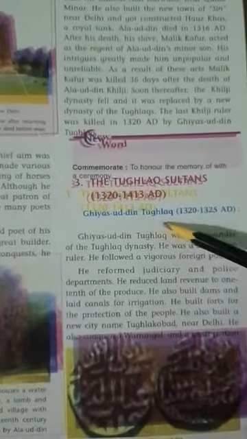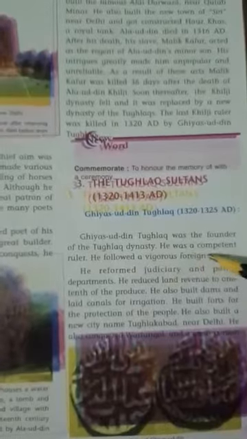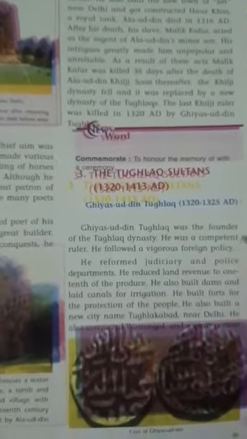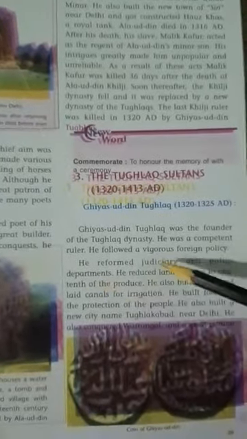So now we will study about the Tughlaq sultans. The first ruler of the Tughlaq dynasty was Ghiyasuddin Tughlaq. Ghiyasuddin Tughlaq was the founder of the Tughlaq dynasty. He was a competent ruler. He followed a vigorous foreign policy. He reformed the judiciary and police departments. He brought changes in the judiciary as well as police departments.